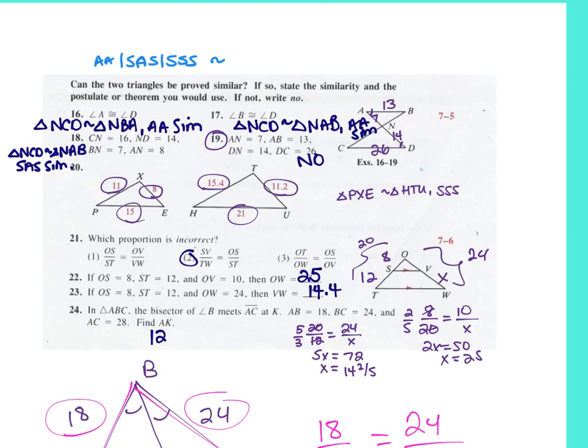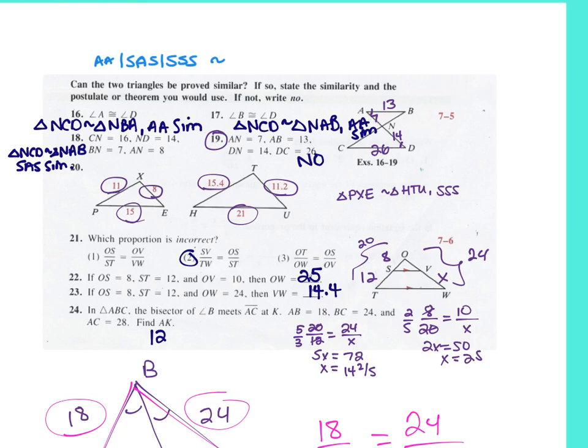21 says which one's incorrect, and it is number 2, SV over TW equals OS over ST would be wrong. So in a situation like that, maybe you want to set up all of your proportions and then just see which one doesn't match. The test will work the other way around. It's going to ask you to actually fill in a correct proportion instead of identifying a correct one.